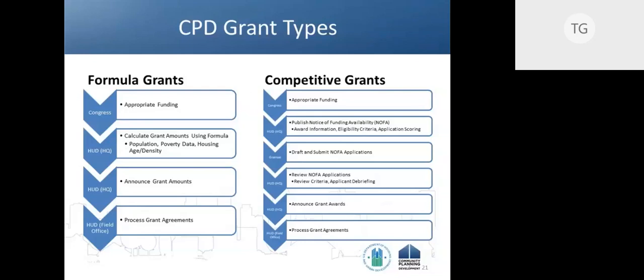We also have competitive grants, and HUD publishes a notice of funding availability. The recipients, who are mostly in the continuum of care program, but we have others also. The recipients review the notices, we review the applications, and we announce the grant awards, and we process the grant agreements at the end of that process.